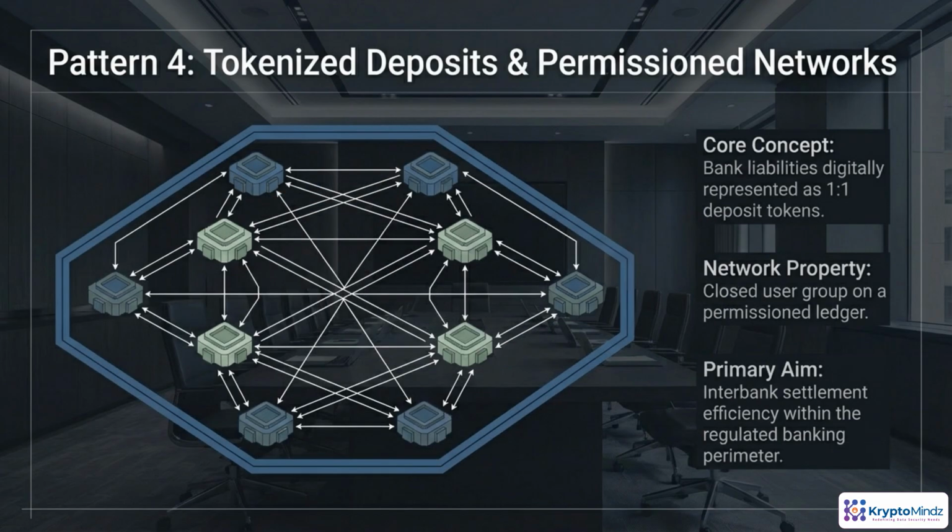Tokenized deposits take the money customers already hold at a bank and represent it as one-to-one digital tokens on a ledger. Instead of moving reserves across multiple correspondent accounts, banks transfer these tokens to settle with each other. Because the network is permissioned, only approved institutions participate, keeping activity inside the regulated perimeter. The promise is faster, programmable interbank settlement that fits within existing banking structures rather than replacing them.